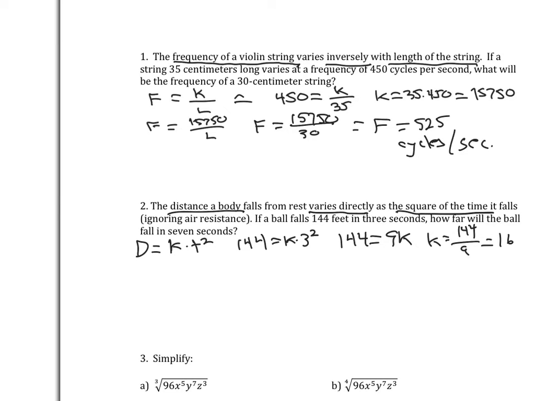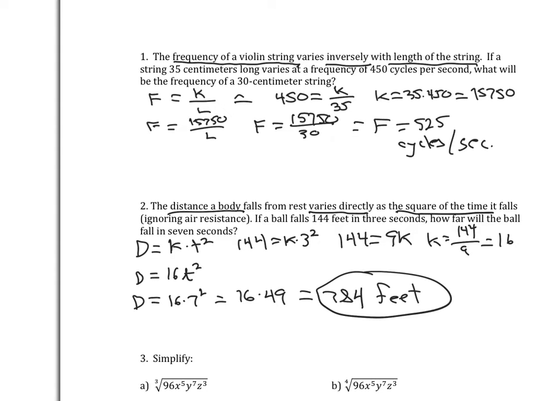Okay, so now we can use our general equation of d is equal to 16t squared and plug in to solve for d given t, or t given d. And in this case, we're given that t is 7 seconds, so we end up with d is equal to 16 times 7 squared, which is equal to 16 times 49, which is then equal to 784. And in this case, our unit is feet, so 784 feet.